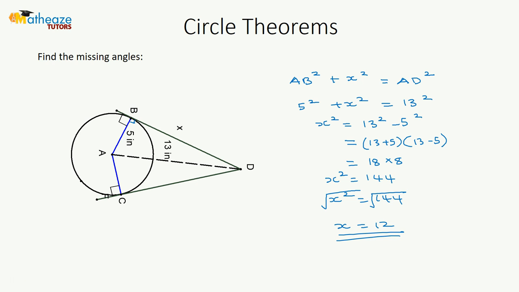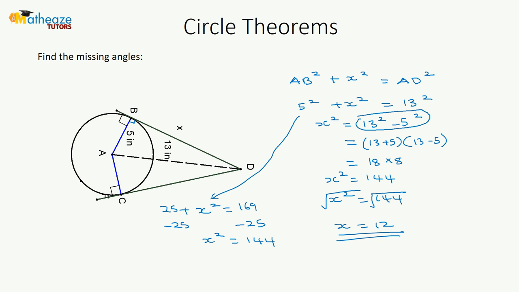So let me just review this quickly with you. If you're confused about this method that I'm using here, you can also say 25 plus X squared equal to 169. We can subtract 25 from both sides. So X squared is equal to 144. It's just a different approach to get there. So these are the main circle theorems that would be covered in most standardized tests at this level.